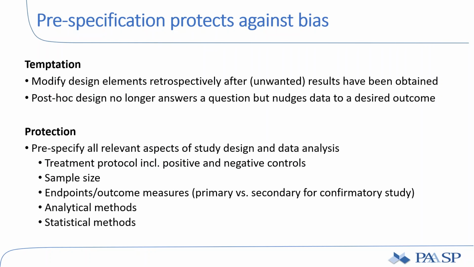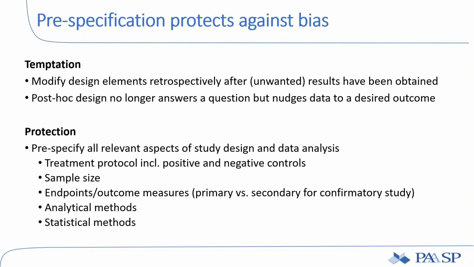Our best protection against bias is pre-specification. There is a big temptation. We have done an experiment and we have obtained a certain outcome which we didn't really like, for example, because it went in the right direction, but the p-value was more than 0.05. So there is this temptation to modify design elements or analysis elements retrospectively.